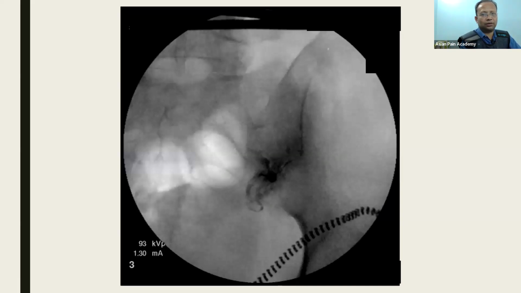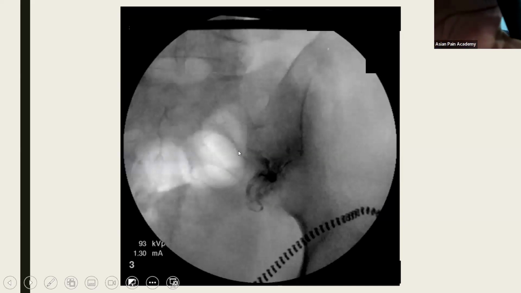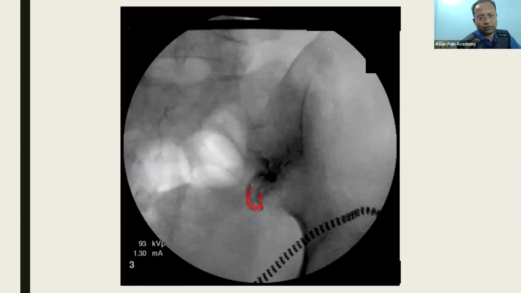So this is another contrast spread. Here also contrast is going up, and some contrast is showing the capsular deposition. This is the lower part of the joint capsule.